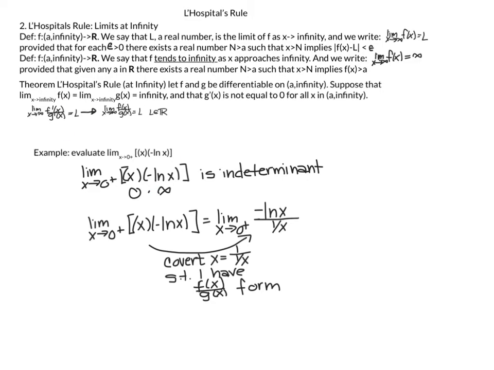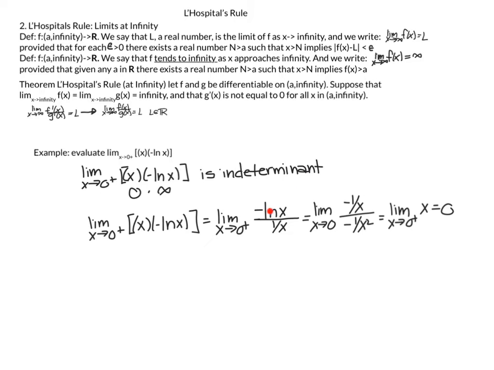But what I can do is I can convert my x to be 1 over 1 over x. X equals 1 over 1 over x. So that way I can have my form of f of x over g of x and use L'Hopital. And now I can take the derivative of the top, the derivative of the bottom, do some algebraic simplification, and my limit is equal to 0. So this is a good example of when you have an indeterminate product, that you can convert one of these functions into a denominator.